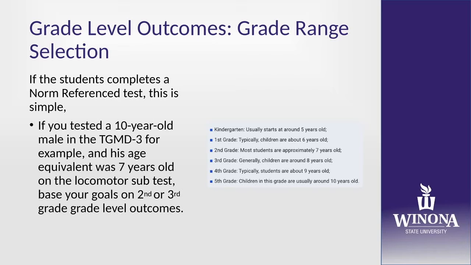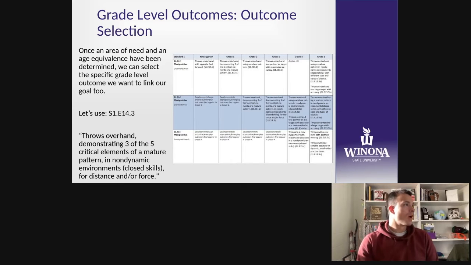So if on the TGMD3, their age equivalent was 7 years old, I use my little handy dandy chart over here because I don't have it memorized. I see that typically most 7-year-olds are in second grade. So then I go to the second grade level outcomes in the SHAPE standards book, and I draw from there. If they're a little bit above a second grade level based on my testing, I might do a third grade level outcome. Looking here, once an area of need and an age equivalent has been determined, we can select the specific grade level outcome we want to link our goal to.